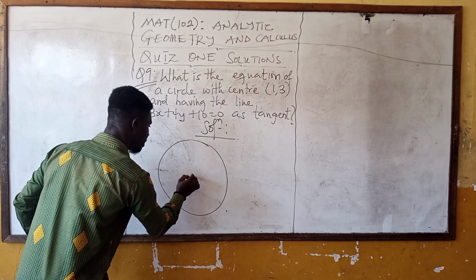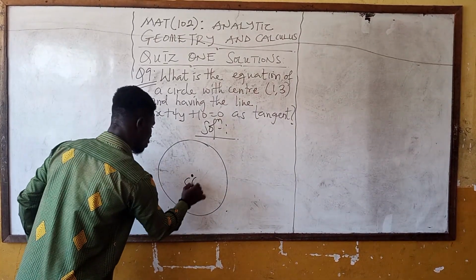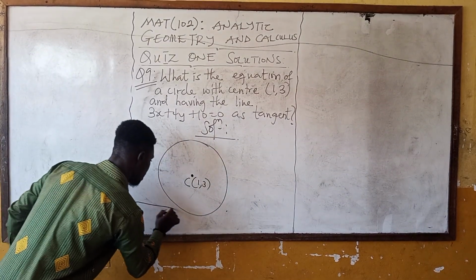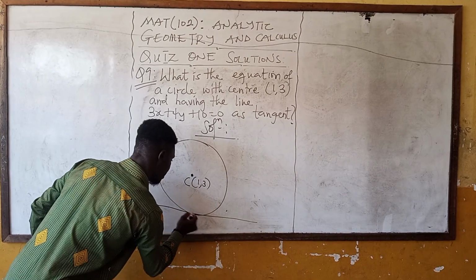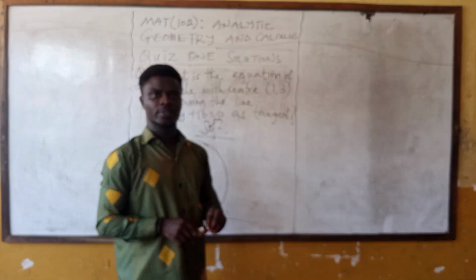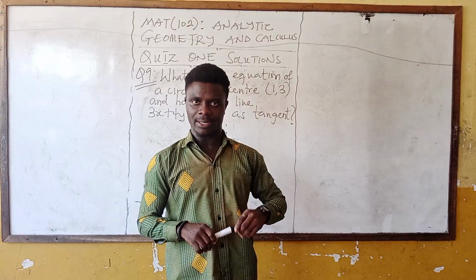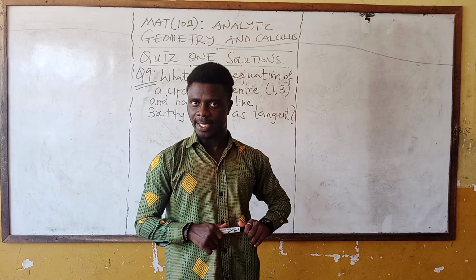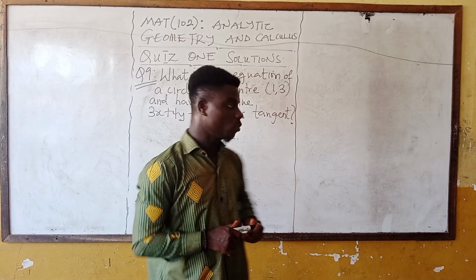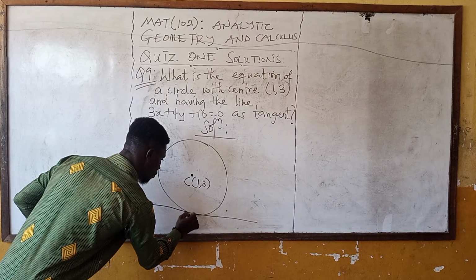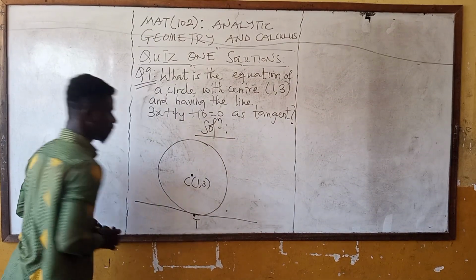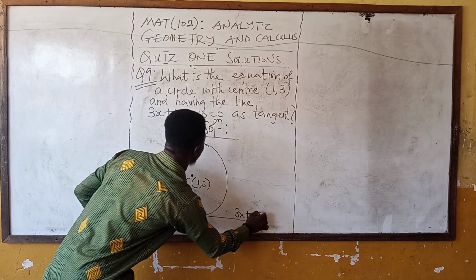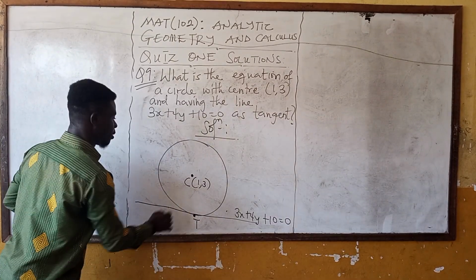Alright, so I have my center. So my center is (1, 3). Now, they said the circle has a tangent. A tangent is a line that touches a circle at one point only. It touches the circle at one particular point only. So we can say that this is our point, let's say point T. Right? So the tangential line is 3x + 4y + 10 = 0.